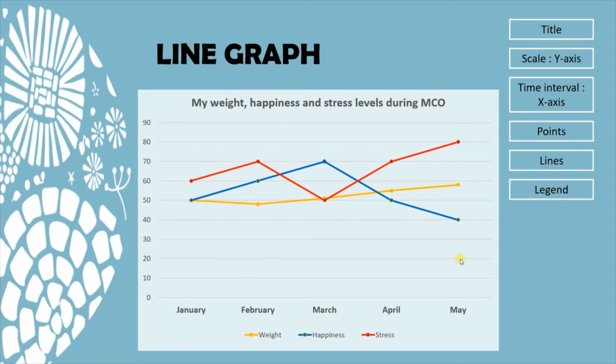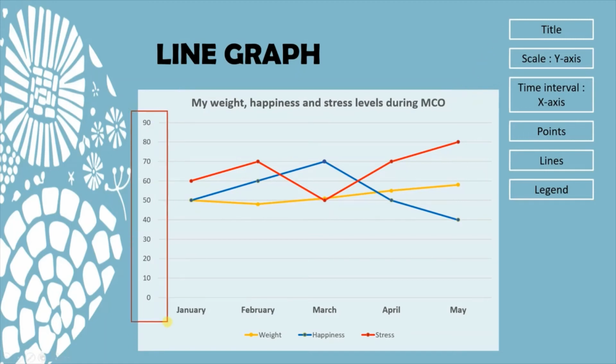In a line graph, usually we have title, the scale at the y-axis, the time interval at the x-axis, the points, the lines, and the legend. Title, like in bar graph and pie chart, it must be in the form of keywords.